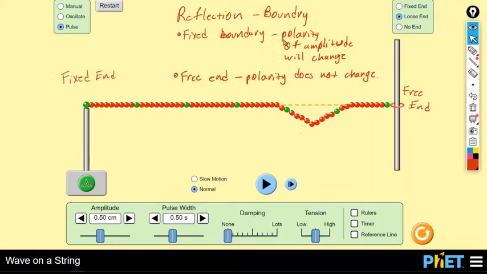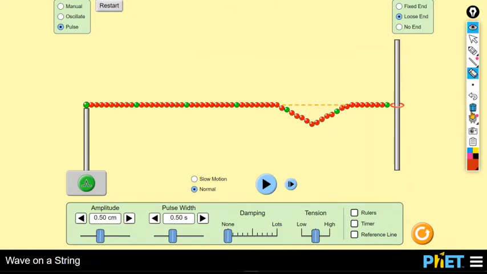So only the polarity changes from positive to negative when you get a reflection. Okay? And the only time polarity changes is with a fixed boundary, not a free boundary. Okay, now we're going to move on to the next topic, which is going to result from reflection. It's called interference. Interference is what happens when a wave meets another wave.